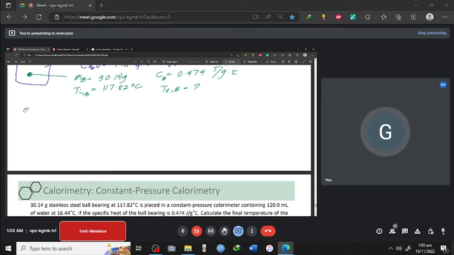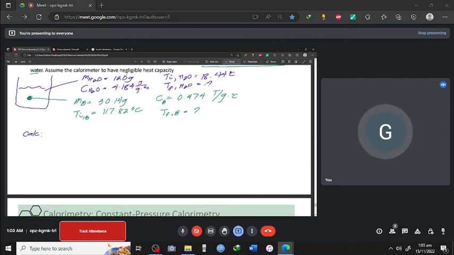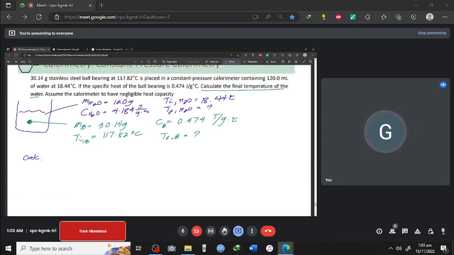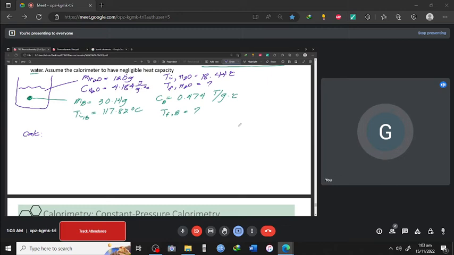Sabihin natin dito, calculation. Okay. So, hinahanap natin is yung final temperature ng ating setup. So, yung final temperature na yun yung temperature ni water, and at the same time, yun din yung final temperature ni ball. Okay, so let's do the calculation. So, paano to? Negative Q ball is equal to Q of water.